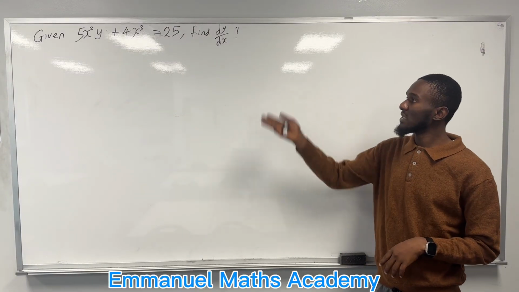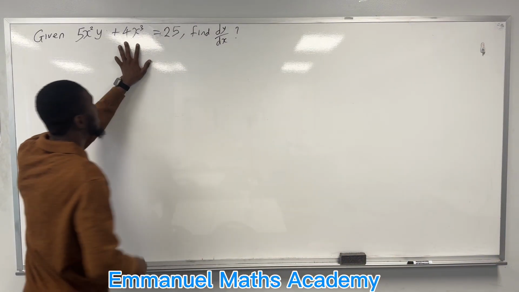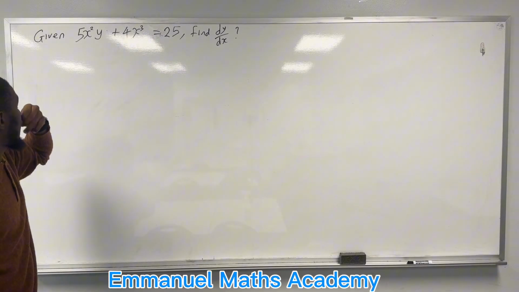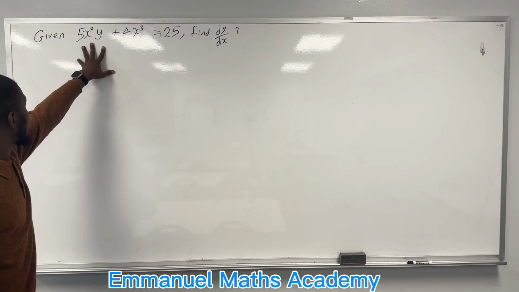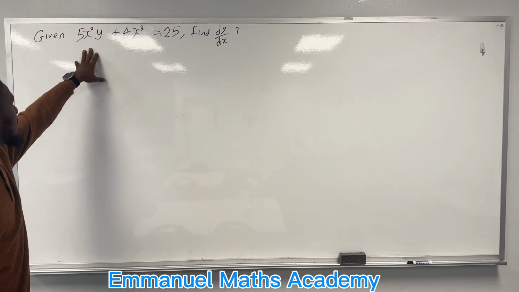Hello, so I want to provide the solution to this problem that we have on the board. Given this function that we have here, I want to find dy/dx, right? You can see that this is in implicit form. So we'll be differentiating this using what?